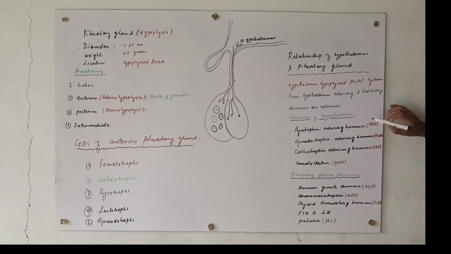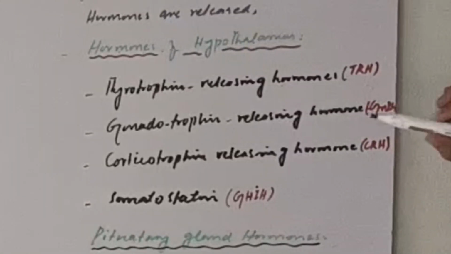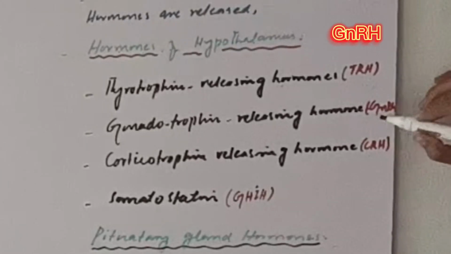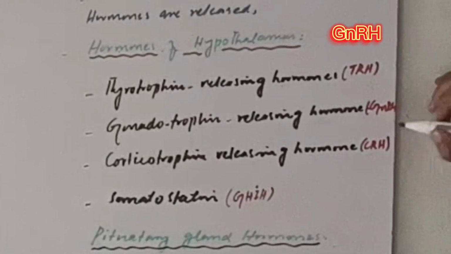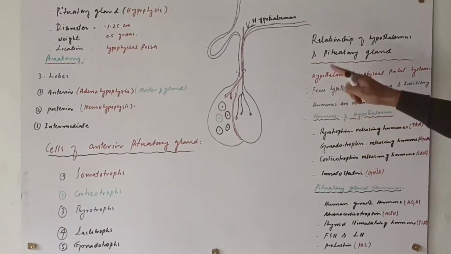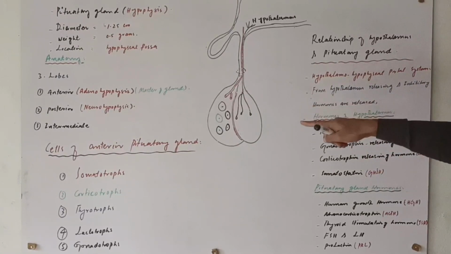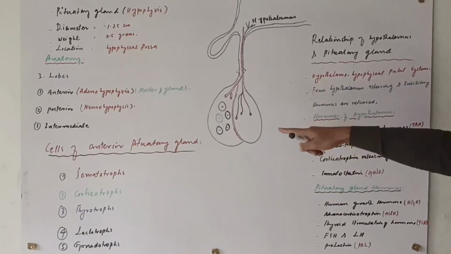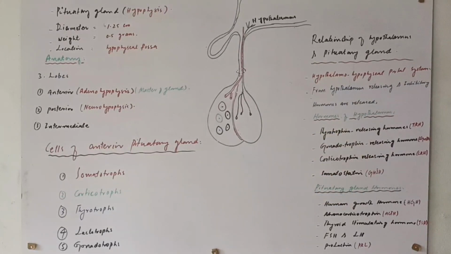The second type of hormone that is secreted by the hypothalamus is the gonadotropin releasing hormone, abbreviated as GnRH. This hormone then travels through the blood vessel into the anterior pituitary and then acts on the gonadotrope cells of the anterior pituitary, and this gonadotrope then secretes the FSH and LH.